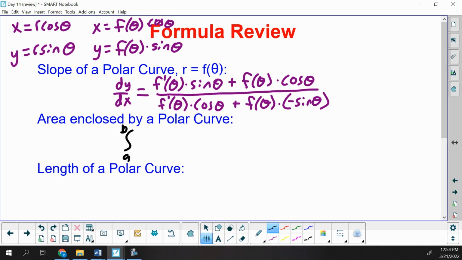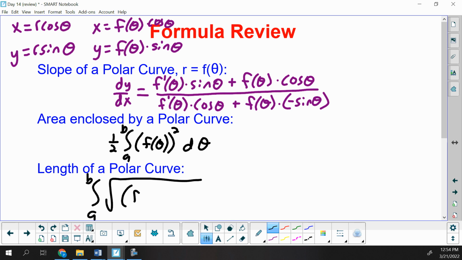For area from A to B, usually we put the 1/2 out front, and then you have whatever your radius function is in terms of theta, squared, with a d theta on the end. For the length of a polar curve, we have a square root like we have in all of our lengths, with our original radius function squared plus the derivative squared, with a d theta on the end.